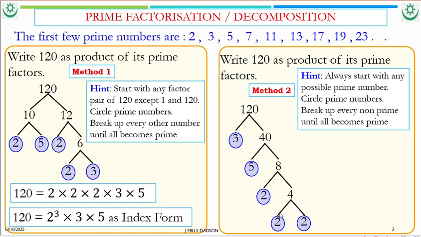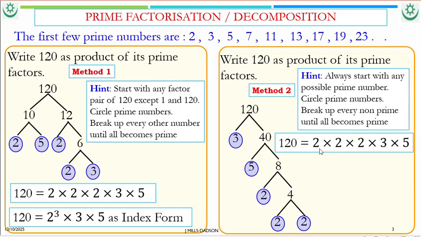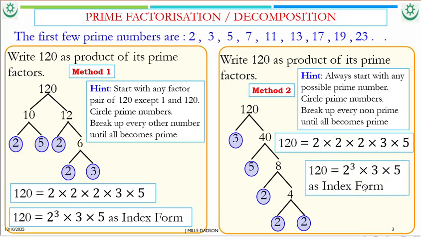And as usual, all the prime numbers that are circled need to be written in the product form. And that gives us the same answer as before. So choose whichever is convenient to you. And in index form, we have this.